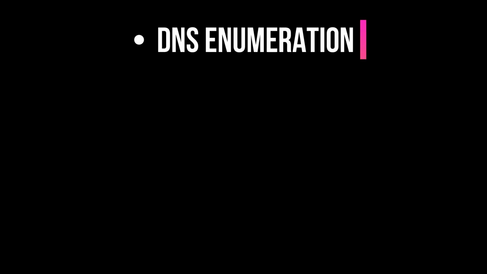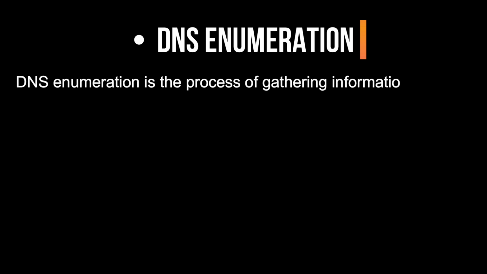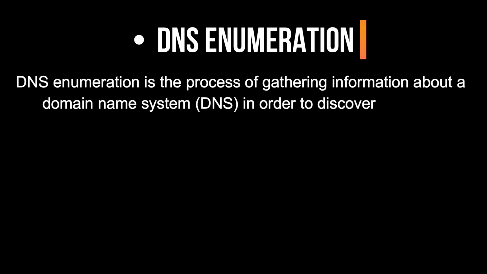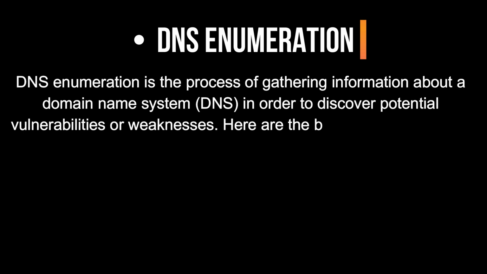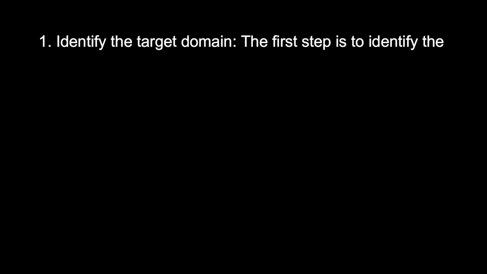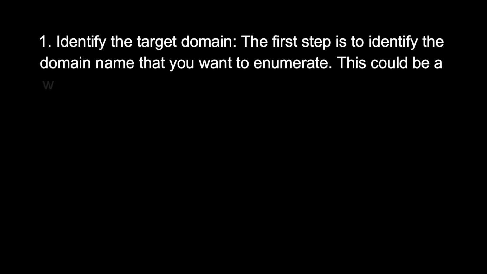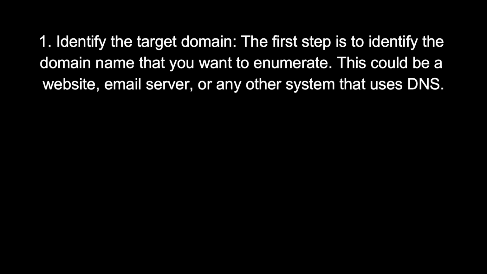DNS enumeration. DNS enumeration is the process of gathering information about a domain name system, DNS, in order to discover potential vulnerabilities or weaknesses. Here are the basic steps involved in DNS enumeration. 1. Identify the target domain. The first step is to identify the domain name that you want to enumerate. This could be a website, email server, or any other system that uses DNS.